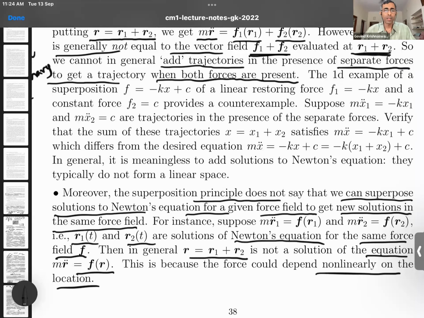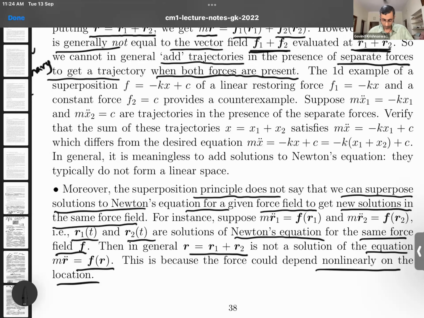And that is because the force could depend nonlinearly on the location. So I've emphasized what superposition is. Superposition is that forces of different character, different physical origins can be combined to get a total force acting on a particle. However, you cannot add the solutions in the presence of different forces to get the total solution. That does not make sense. And you cannot add two solutions in the presence of the same force to get a third solution. That also doesn't make sense.